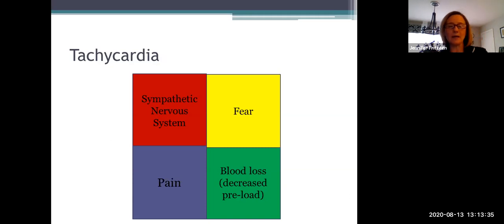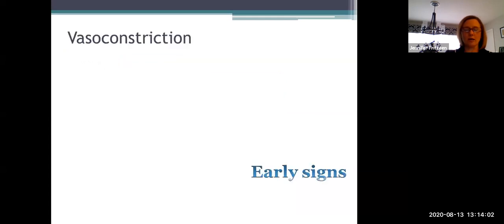Now, the hard part about pediatrics and tachycardia is why are they tachy? It could be because of the sympathetic nervous system, the fight or flight. But we also see kids that are tachycardic because they're scared and they're in pain. And we see it just based on the blood loss alone, that decrease in preload, plus or minus that sympathetic system. And with the trauma patient, especially early on in their care, all 4 of these things come into play. So there's a lot of reasons for tachycardia.